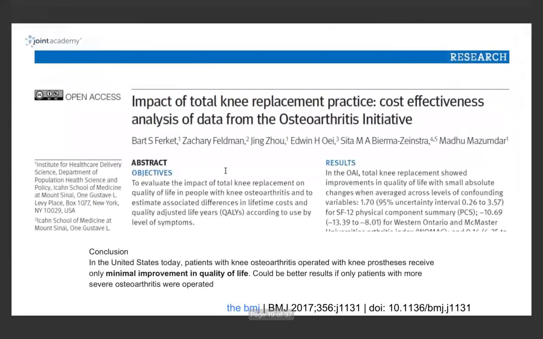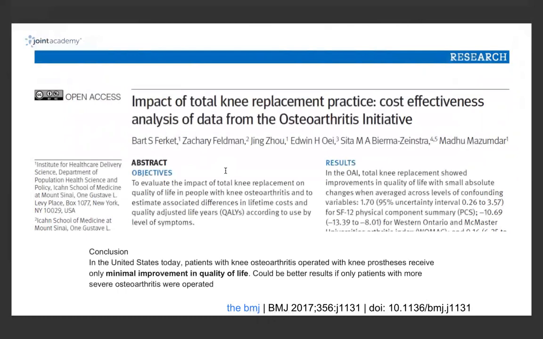Another research paper asked, okay, people that got a joint replacement, what was their outcome? Were they satisfied? Did they get what they expected out of it? This one said that a high percentage, I think it was maybe 25% of people, had a minimal improvement in the quality of life.